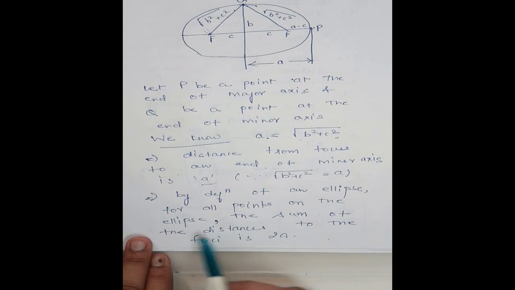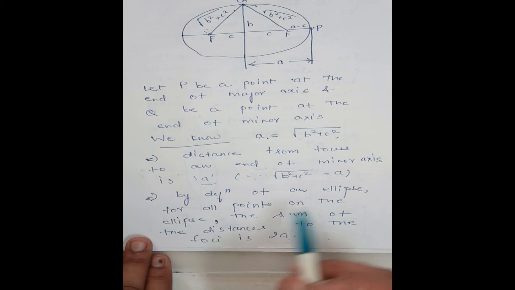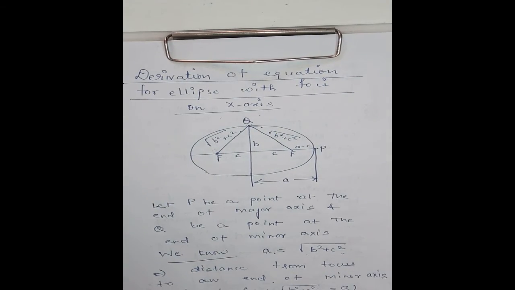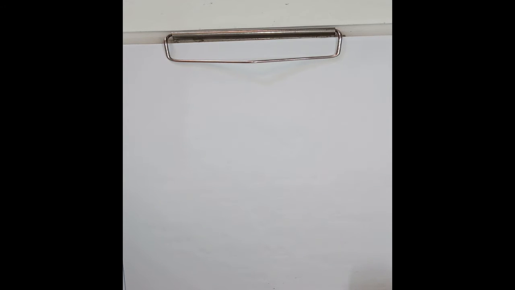See here, the sum of the distances to the foci is 2a for all the points. In particular, Q is a point. It is true for every point on the ellipse. Clear?